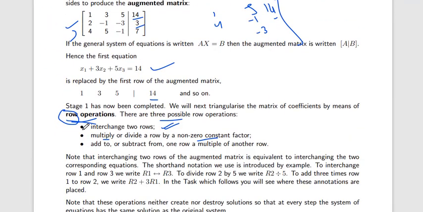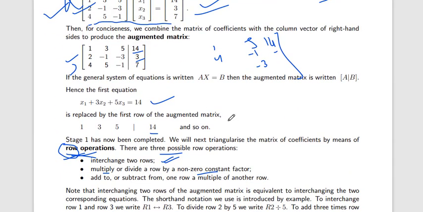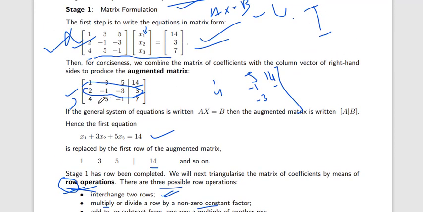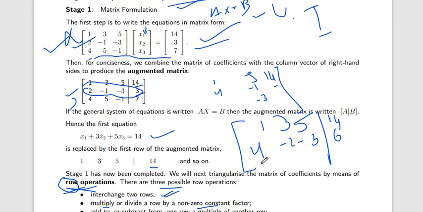So it's called row operation, not column. In the Gauss elimination method we only operate with row operations, not column operations. If we multiply by 2, then it is just the same equation. For example, if the next matrix is 1 3 5, 4 -2 -3 and 6, and 4 5 -1, we will get the same matrix.